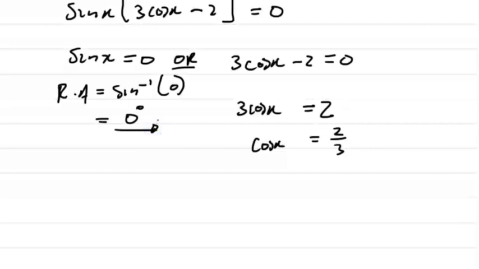So what does that mean? It means that when y is equal to 0, for y equals sin x, x is also equal to 0 degrees. Here, when y is equal to 2 over 3, what we're going to get for our reference angle is cos inverse of 2 over 3.